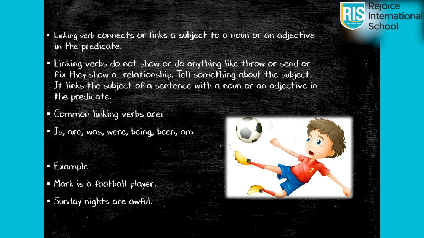The moon is in outer space. Again, it is denoting the condition of the moon, that it is in outer space. So "is" is the linking verb, which is connecting the predicate with the subject.